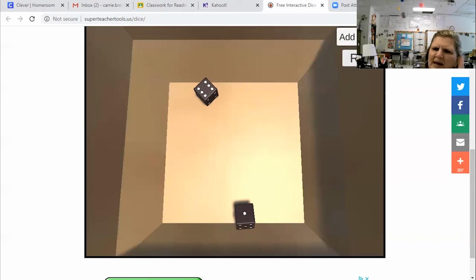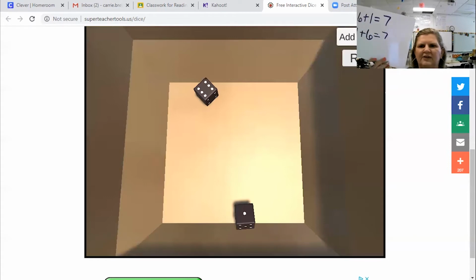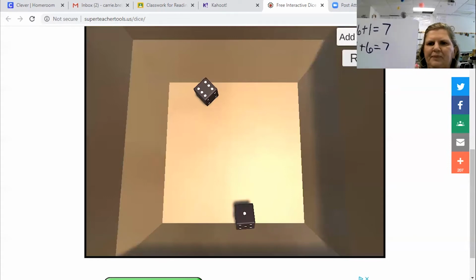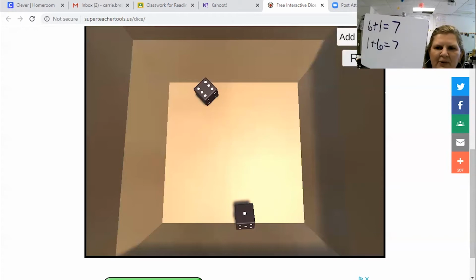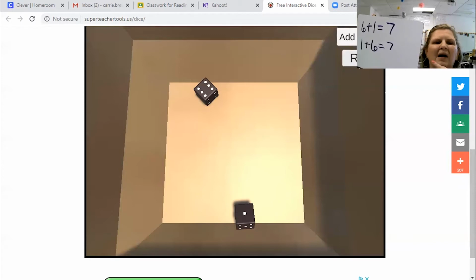I've got a question real quick. Looking at these dice, could I have written the equation differently? I think I could have. Could I have written the equation also as 1 plus 6? We know 6 plus 1 equals 7, right? But what about 1 plus 6? What does 1 plus 6 equal? Oh, that also equals 7 too, doesn't it?